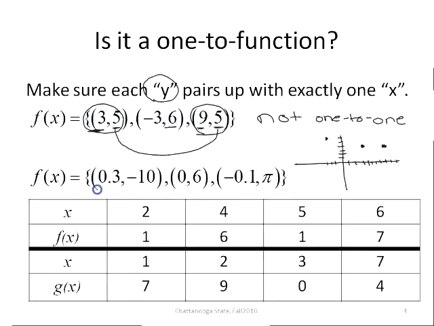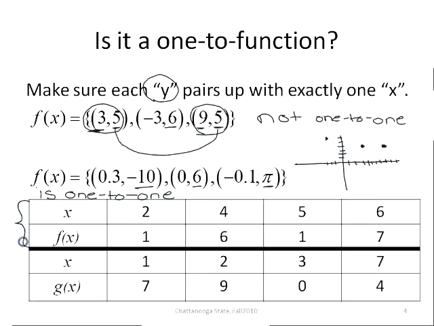Let's look at this function, f of x. Points (3, -10), (0, 6), and (-0.1, pi). We want to look at each y value. Now, because each of my y values are different, I don't have any y's that would go to different x's. They each are individual y values. So this function is one-to-one.